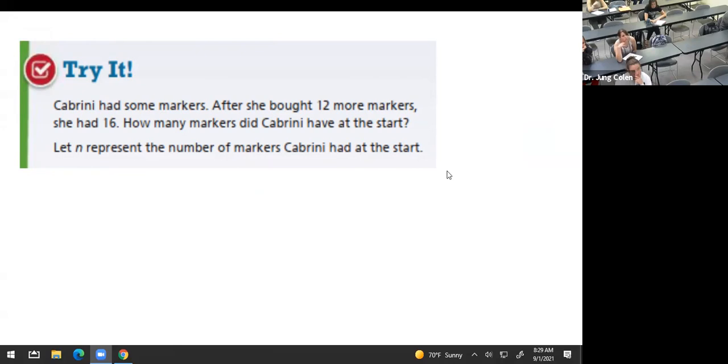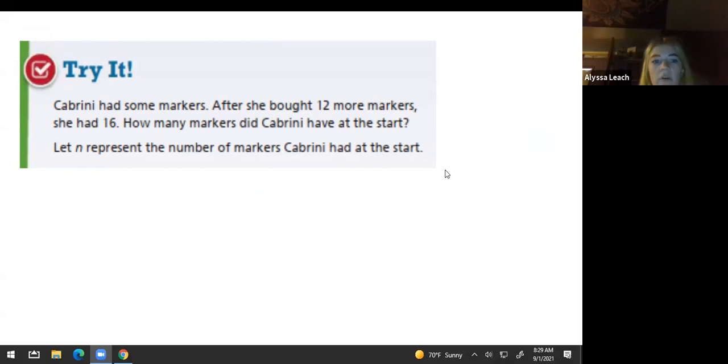What strategy do you want to use? Help your students. So then you could put the 16 equals 12 plus n, just for the number of markers. And you could take negative 12 and subtract. Okay, do you want to start from 16 equals, or do you want to put n plus 12 first?